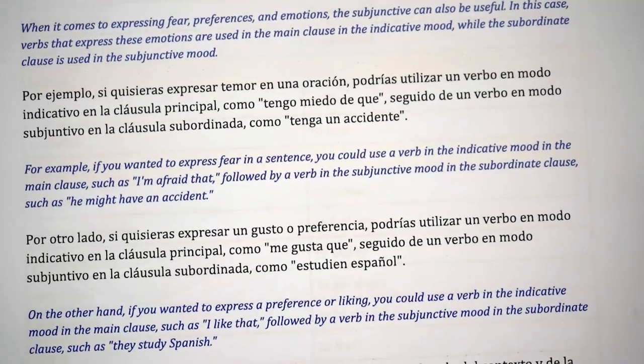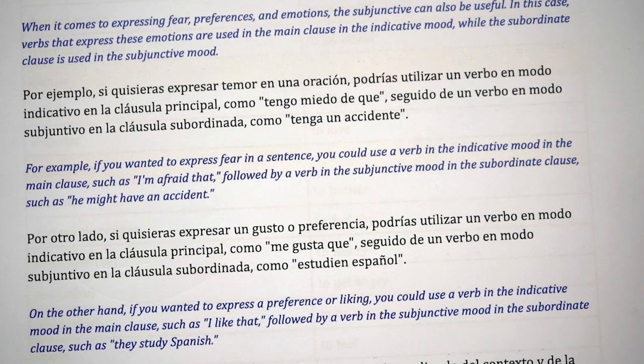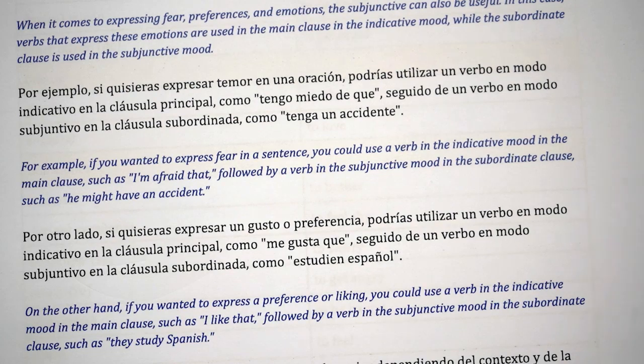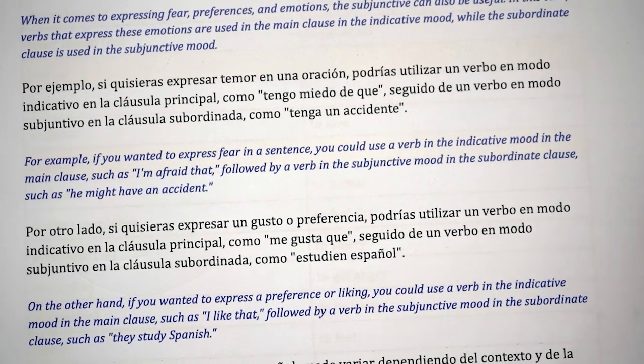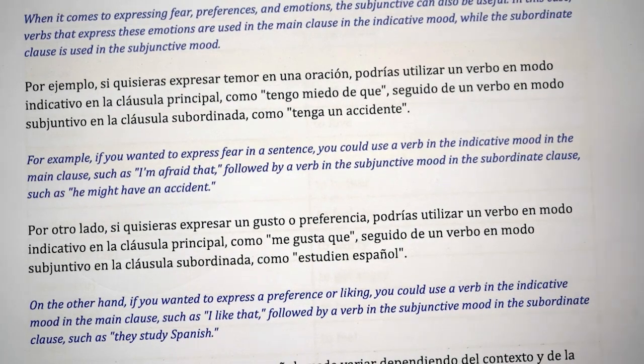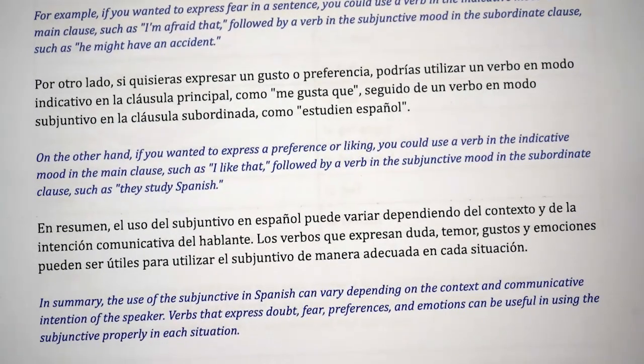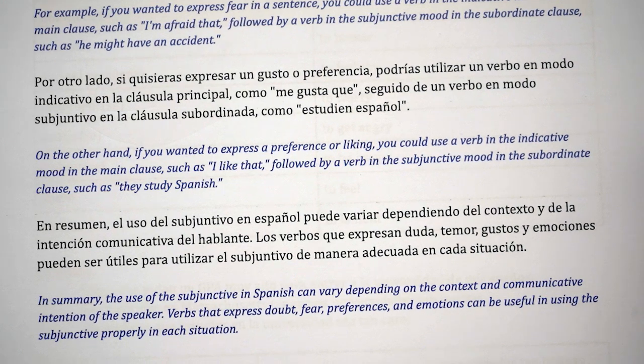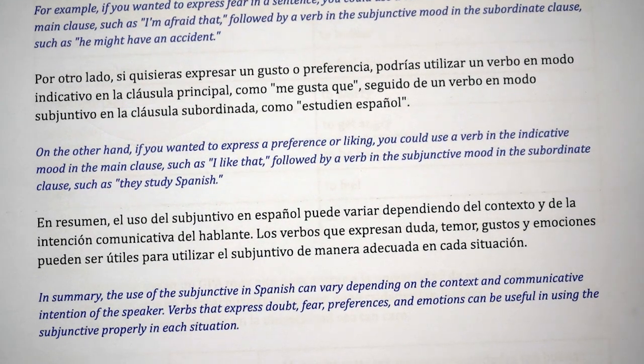For example, if you want to express fear in a sentence, you could use a verb in the indicative mood in the main clause, such as I'm afraid that, tengo miedo de que, followed by a verb in the subjunctive mood in the subordinate clause, such as he might have an accident, tenga un accidente. On the other hand, if you want to express a preference or liking, you could use a verb in the indicative mood in the main clause, such as I like that, me gusta que, followed by a verb in the subjunctive mood in the subordinate clause, such as they study Spanish, estudian español.